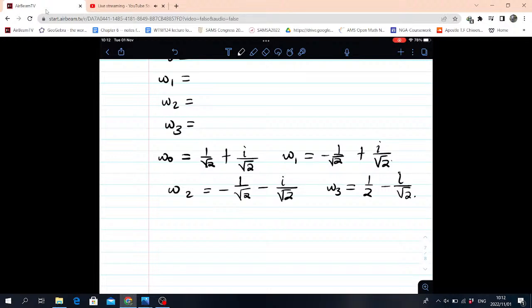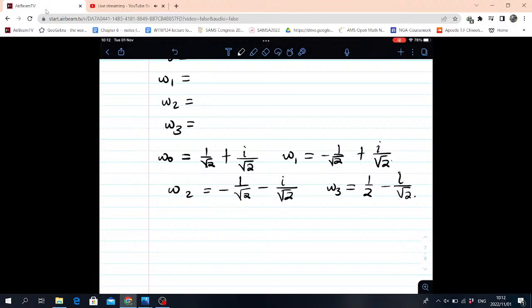Right, so we will now just look at the last part, which is on nth roots of unity, which is a special case which gives us some nice geometry.